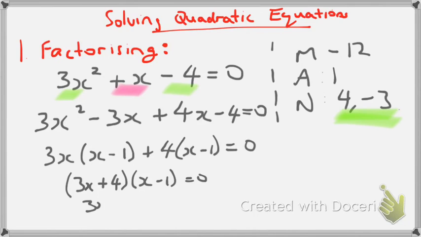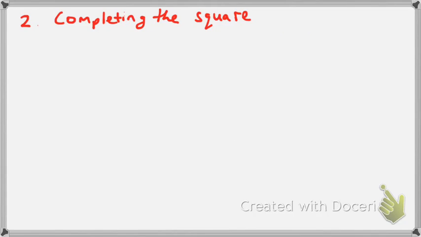So then 3x plus 4 is 0, meaning that x is minus 4/3, or x minus 1 is 0, meaning that x is 1. And that's factorizing, okay? And then we can obviously create 10,000 examples like that, and we probably will. Next method is completing the square, okay?